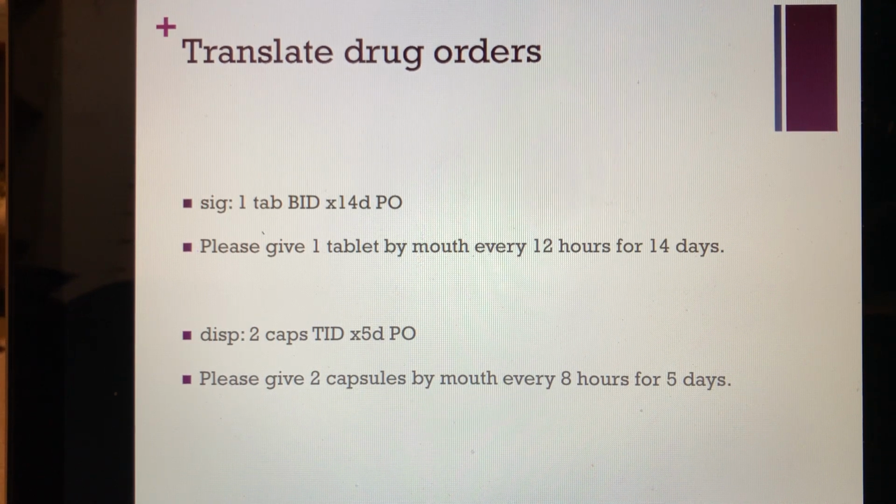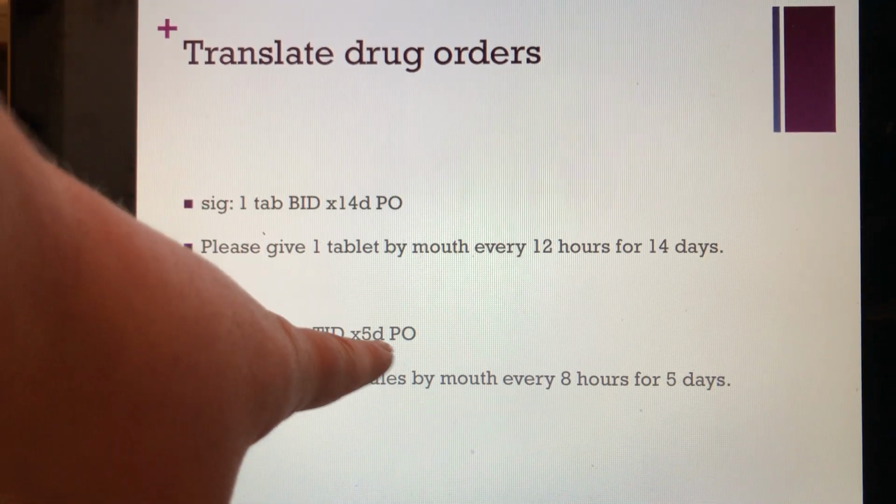TID. TID tells us how frequently we're going to do this. TID, T for tricycle. Tricycle has 3 wheels. We are giving this 3 times per day. But remember, I don't want to tell clients 3 times per day because they might get confused about how often they need to do this. So we are going to translate this into how many hours for them. So 24 divided by 3 per day, we're going to get 8 hours. So we're going to give these 2 capsules every 8 hours.